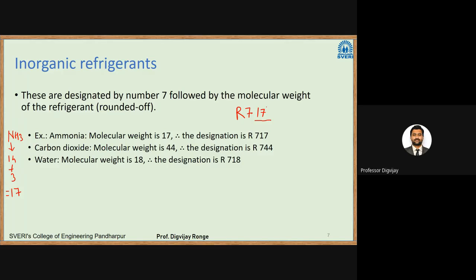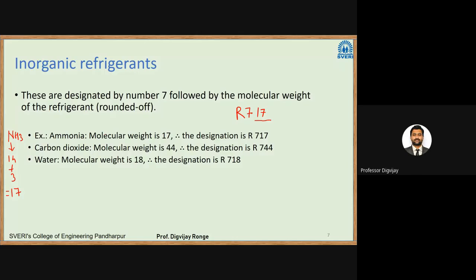Whenever you find R7 and some number, R7 means that is an inorganic refrigerant. R7 also stands for Ronaldo's number 7 jersey, but okay, that is a different part. R717 is for inorganic refrigerants.